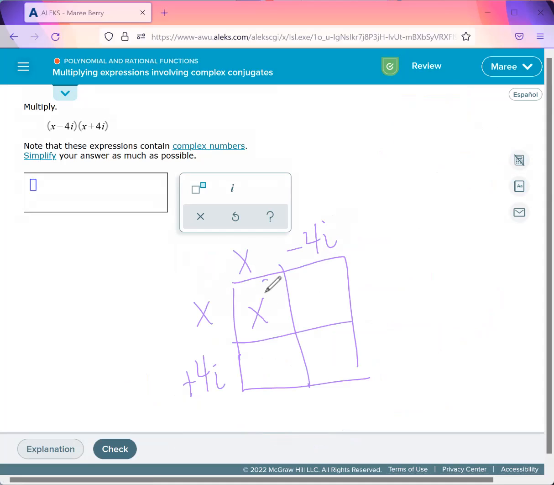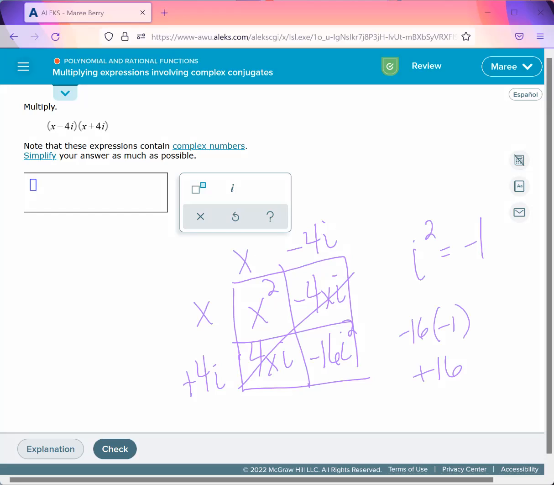x times x is x squared. Negative 4i times x is negative 4xi. Positive 4i times x is a positive 4xi. Those two will cancel. Nice. These two will become a negative 16i squared. And remember that i squared equals negative 1. So a negative 16 times a negative 1 becomes a positive 16. So our answer will be x squared plus 16.